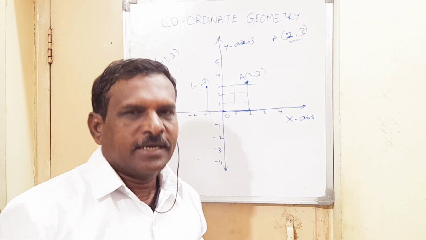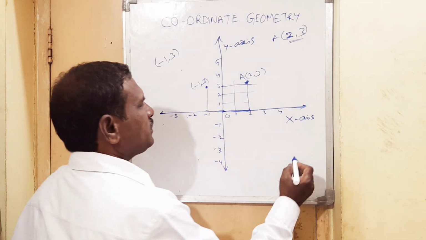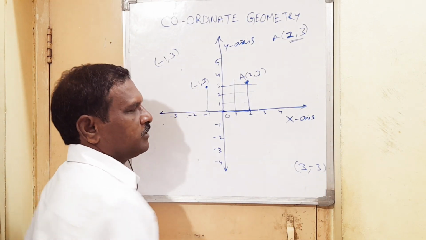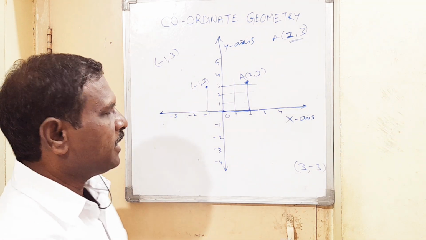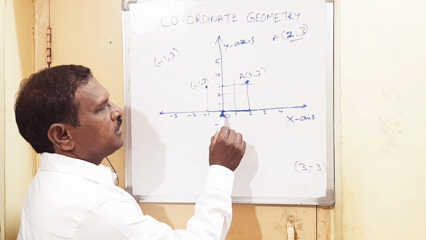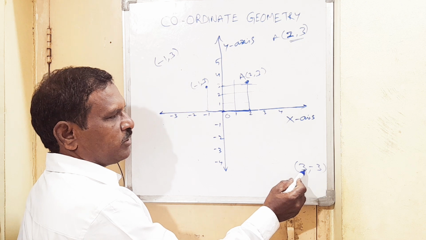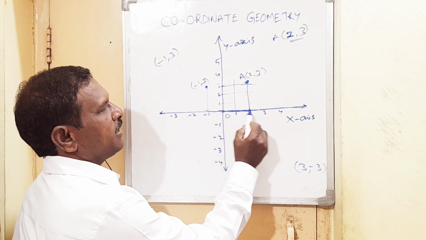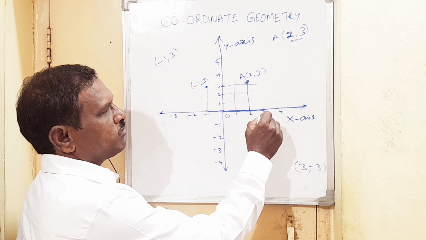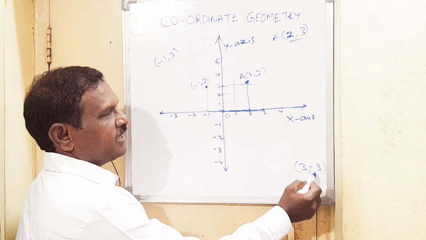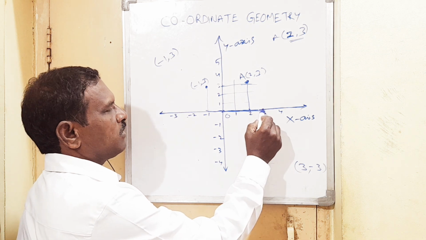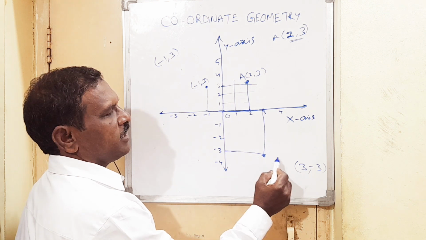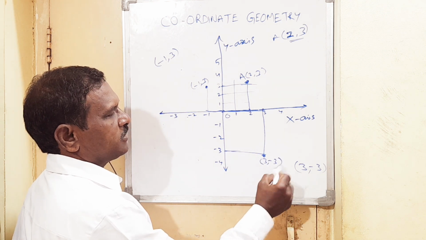Okay. Let us take one more point, that is (3, -3). Here again we start from the origin. On the x-axis we should move plus 3 units, meaning move to the right side up to 3. From there we should move up or down. Let us see this. This is minus 3. Minus 3 means we should come down. From here, come down up to here. This is 3. So this point is (3, -3).